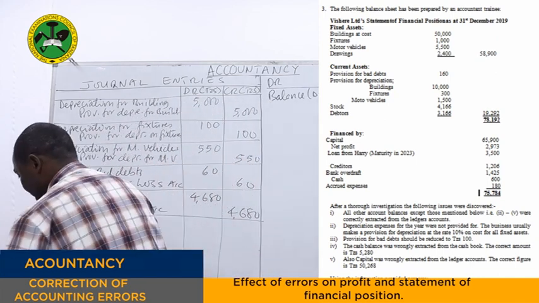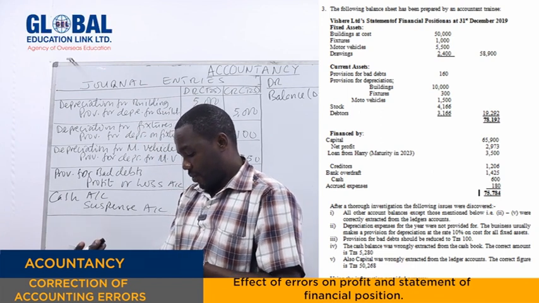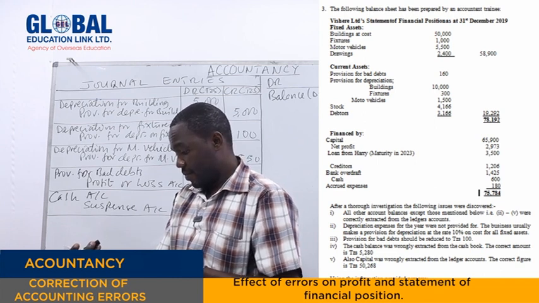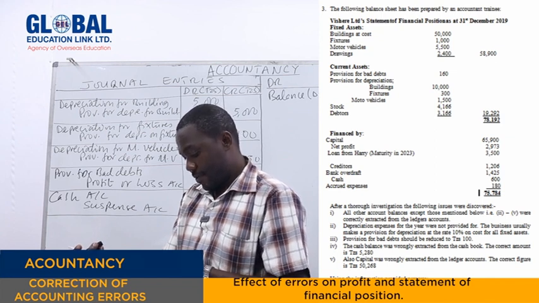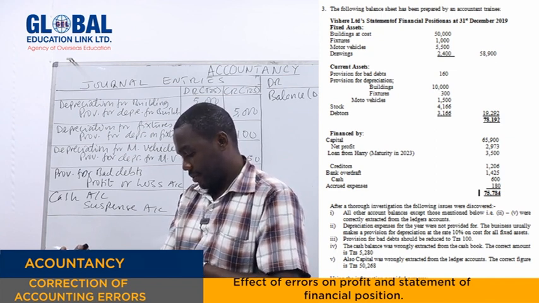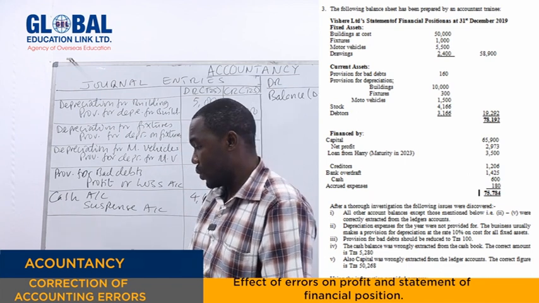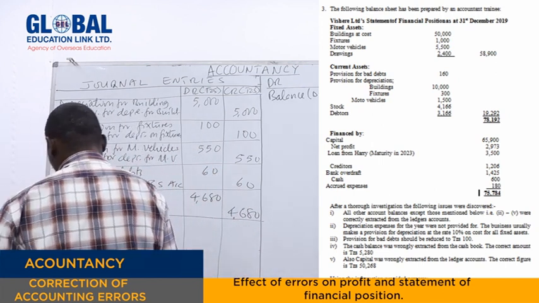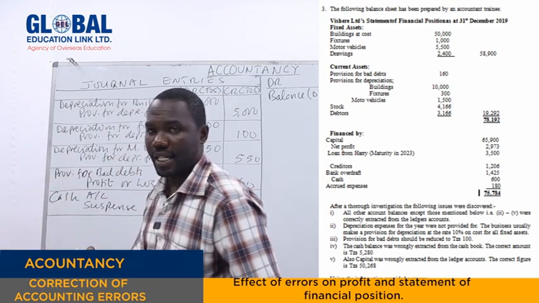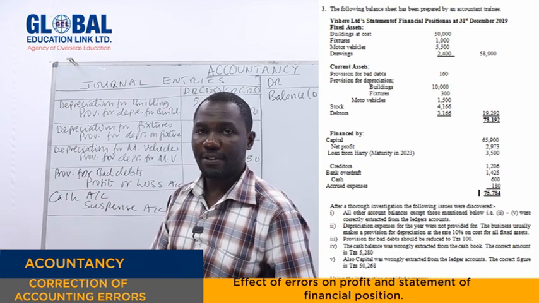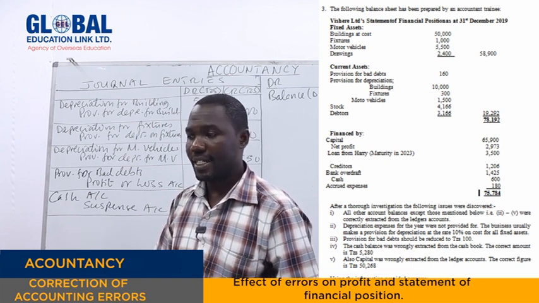Let us compute the difference. We have 65,900 less 50,268. So the difference is 16,632. So as I said, we said that it was overstated. If capital was overstated, we debit the capital to reduce with the difference, and we credit the suspense account.